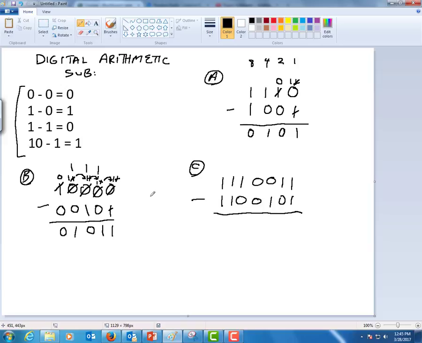All right, everyone, let's take a look at problem C. 1 subtract 1, what's that? 0. 1 subtract 0, what's that? That's a 1. 0 subtract 1. We have to borrow, don't we? Can we borrow from here? No. Can we borrow from here? Yes. So we're going to cross this one out. This is going to become a 0. This 0 is going to get crossed out. It's going to become 2 1s.